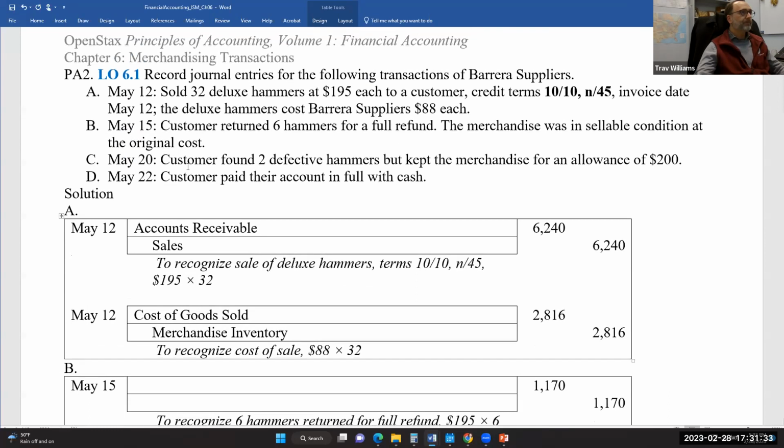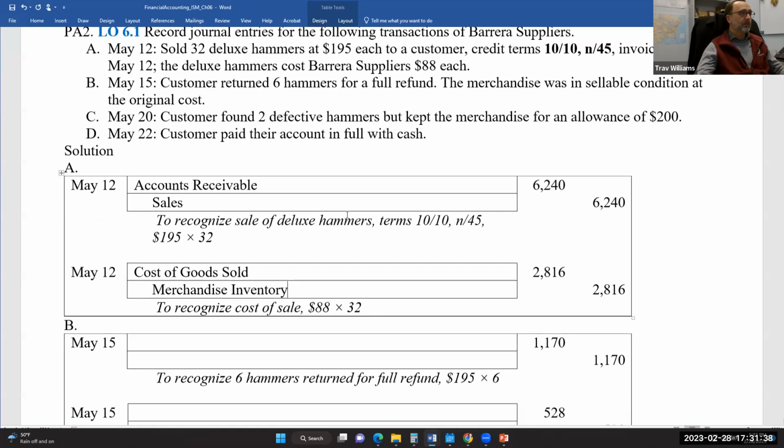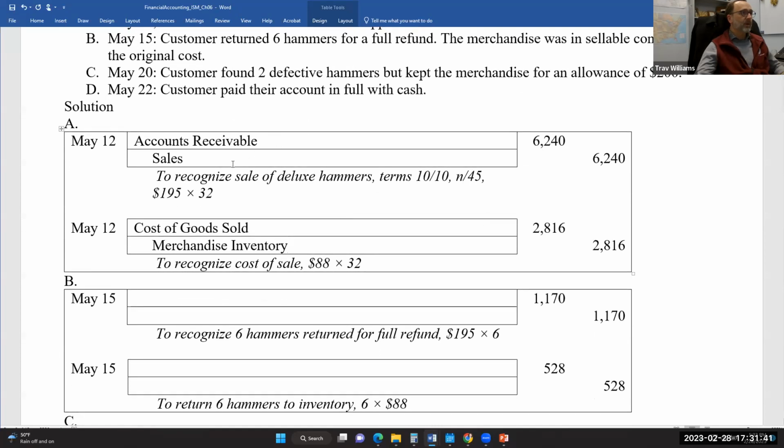What's part B? The customer returned 6 hammers for a full refund, okay? So again, it's like we have to flip these around. So sales gets debited, but we call it sales returns and allowances. Accounts receivable gets a credit. Merchandise inventory gets a debit. Cost of goods sold gets a credit, right?